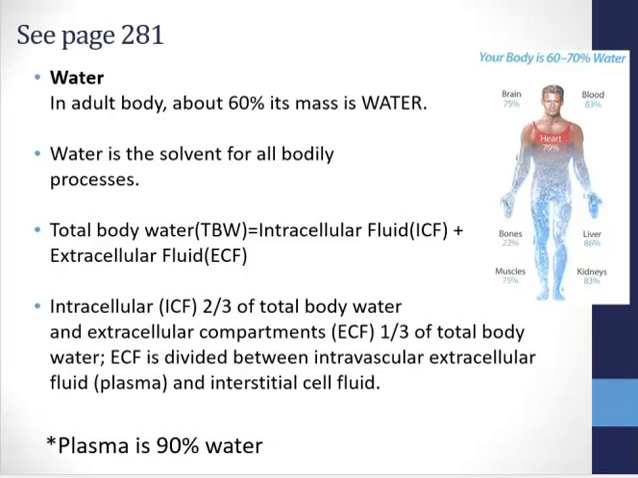The TBW, or the total body water, is equal to the intracellular fluid, or the ICF, plus the extracellular fluid, or the ECF. The intracellular fluid is about 2/3 of the total body water, and the extracellular fluid accounts for about 1/3 of the body's total water. So then the extracellular fluid is divided between intravascular fluid, or plasma, and the interstitial cell fluid. A big portion of plasma is water. Plasma is about 90% water.